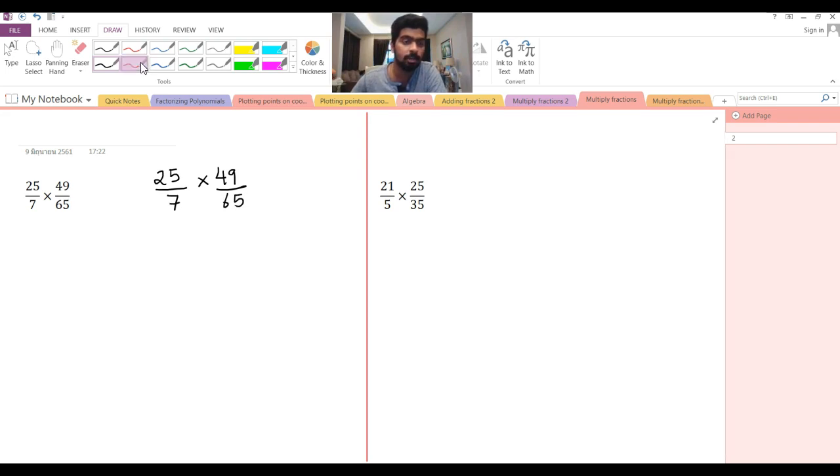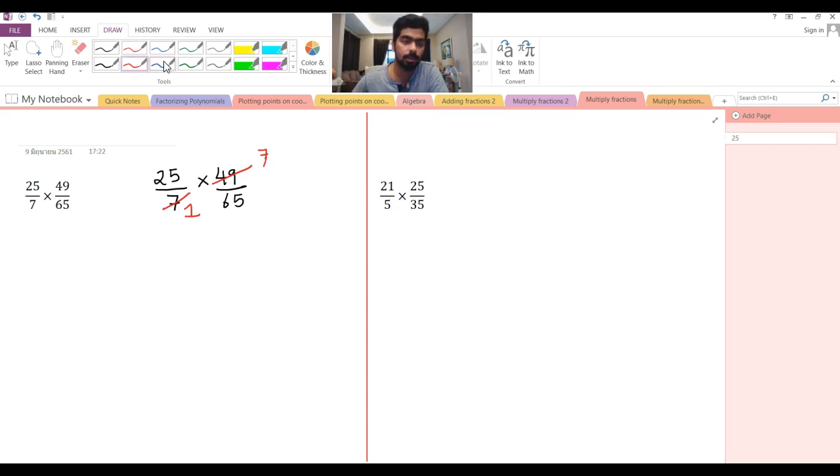Now again guys, we can only simplify denominator with numerators. It doesn't matter if it has to be the same fraction, it can also be the next fraction. Okay guys, so let's do this one first. We have 7 and 49. The greatest common factor of 7 and 49 is 7, because 7 times 1 would give us 7, and 7 times 7 would give us 49. So let us simplify them. This 7 will change to 1, and this 49 will change to 7.